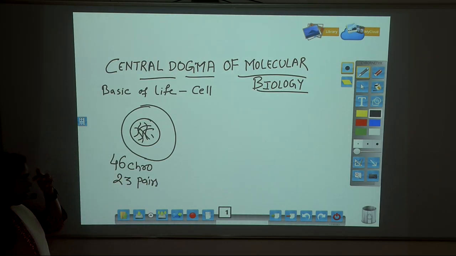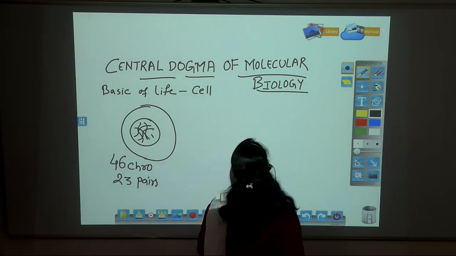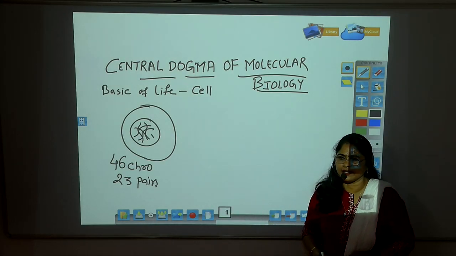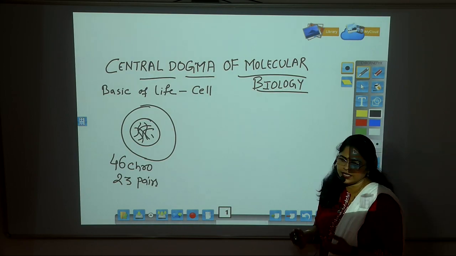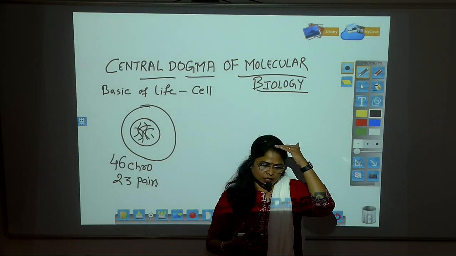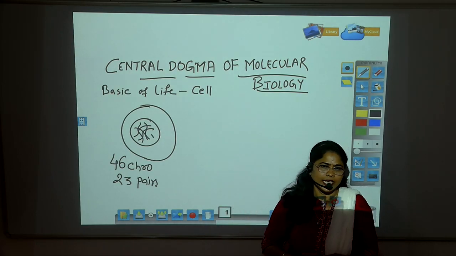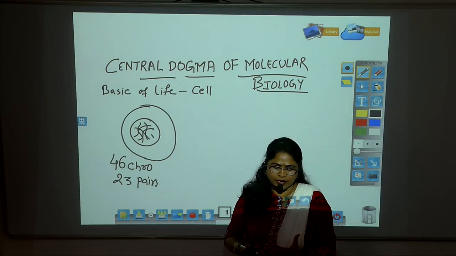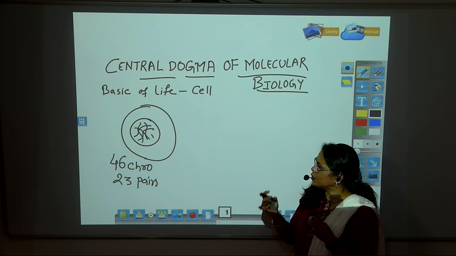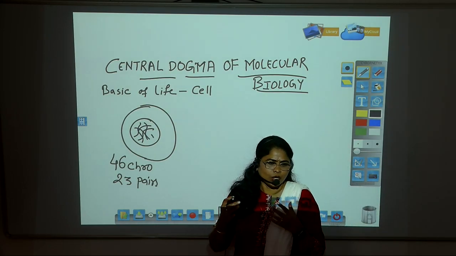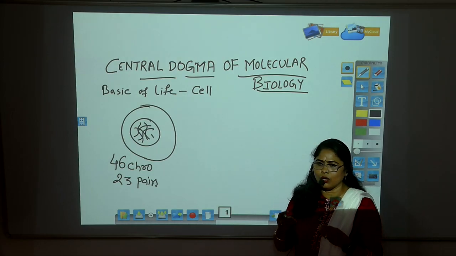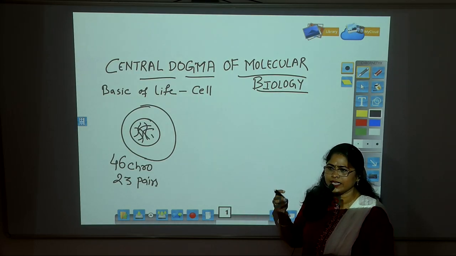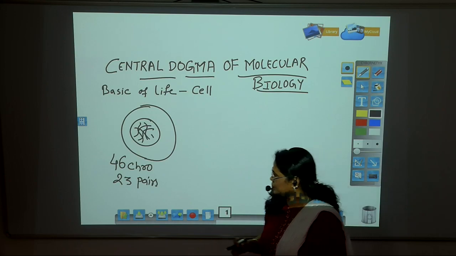We also know that these chromosomes are responsible for all the different traits or hereditary characters in an individual. That is, if I look tall, that is because of these chromosomes. If my eyes are brown, that is again because of these chromosomes. If I am fair, it is because of the chromosomes. So all the morphological characters and all the physiological characters are because of these chromosomes. All the expression is because of the chromosomes.